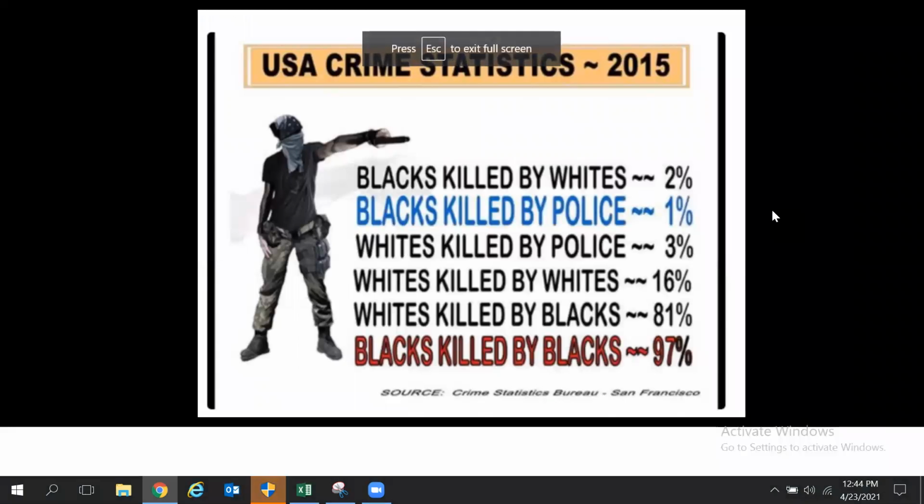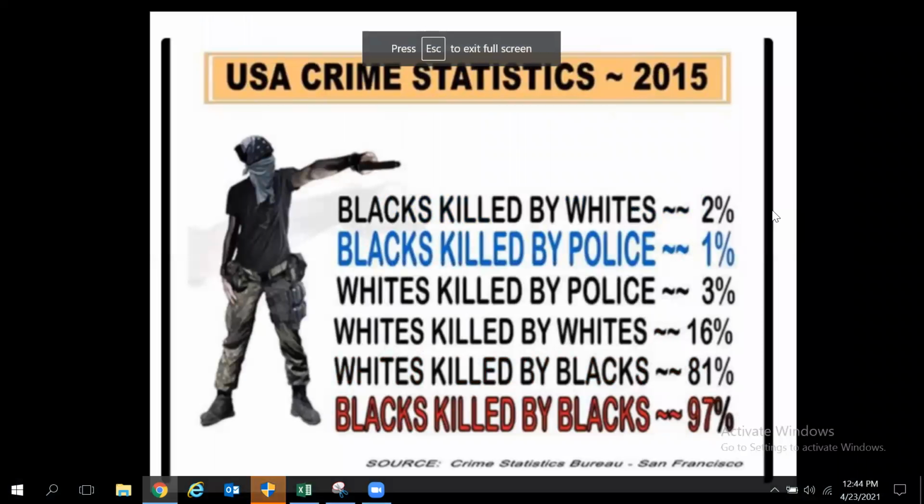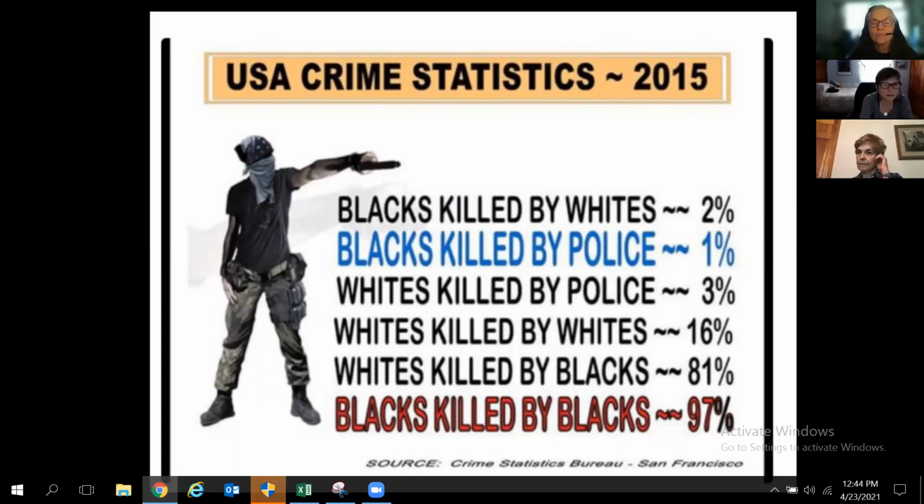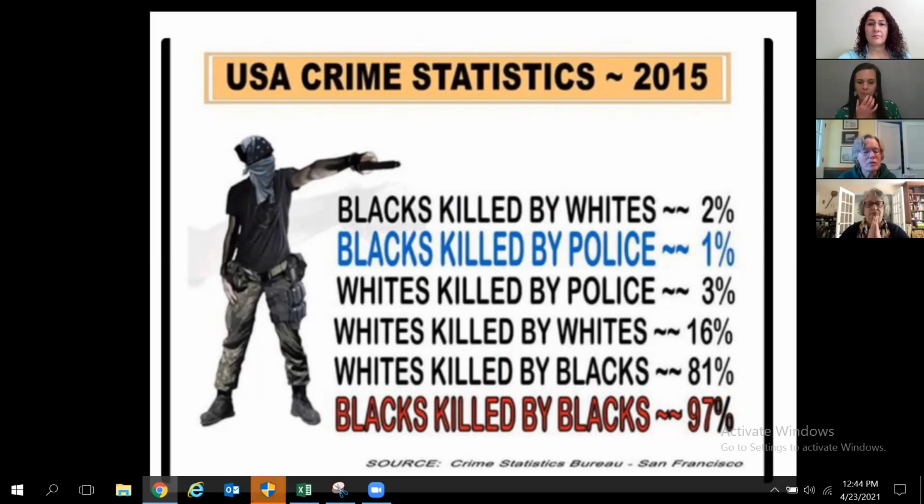Here's another example. So this is an infographic. Somebody tell us, what's the story being told in this infographic? Black people are likely to kill Black people. That's the real problem. Yes. And how is that indicated in this infographic? Well, it's red. Yes. Right.